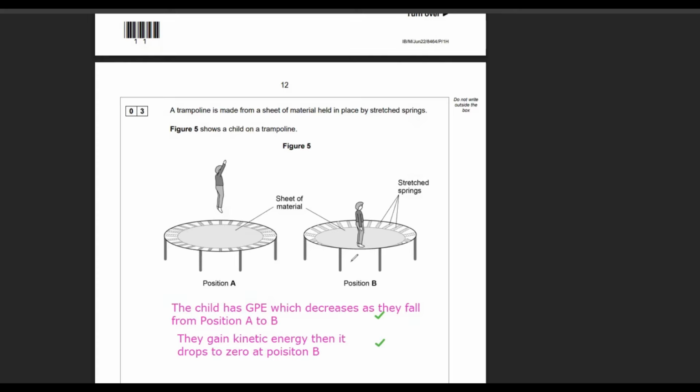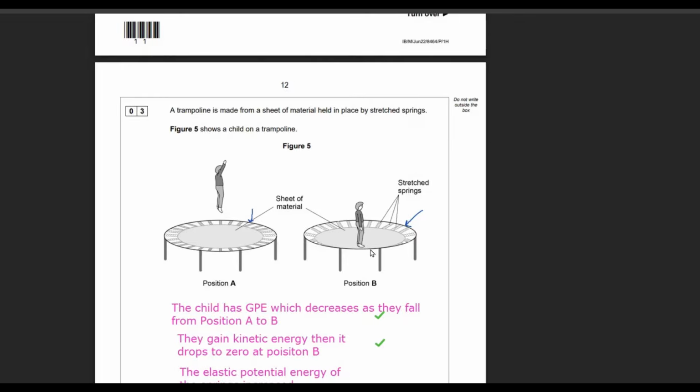Now they've asked us, hey, what about the springs? What happened to the springs? Have a look. The springs get stretched. What type of energy do you get in things like springs or elastic bands? You get elastic potential energy. So we want to say the elastic potential energy of the springs increased. And that is going to get you the 3rd lovely jubbly mark.